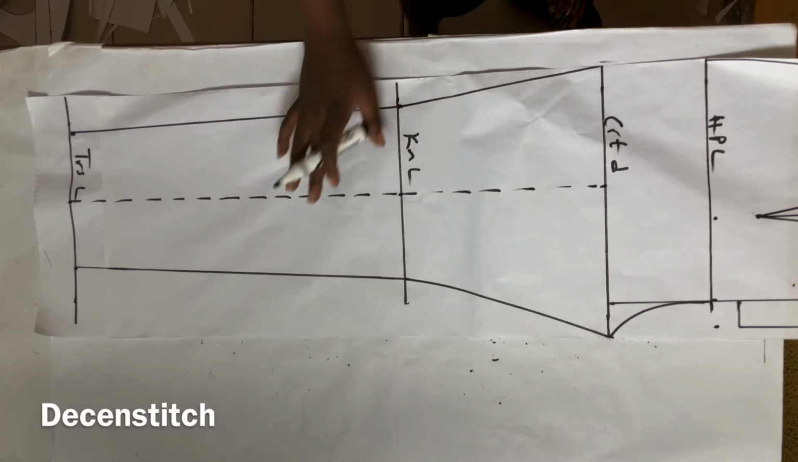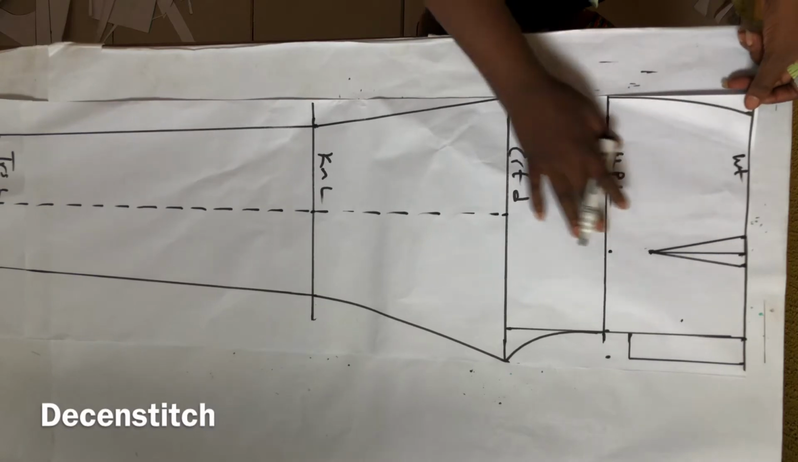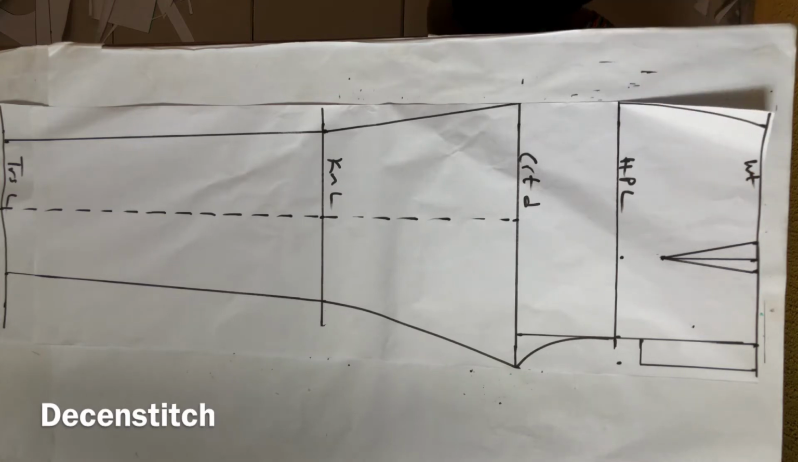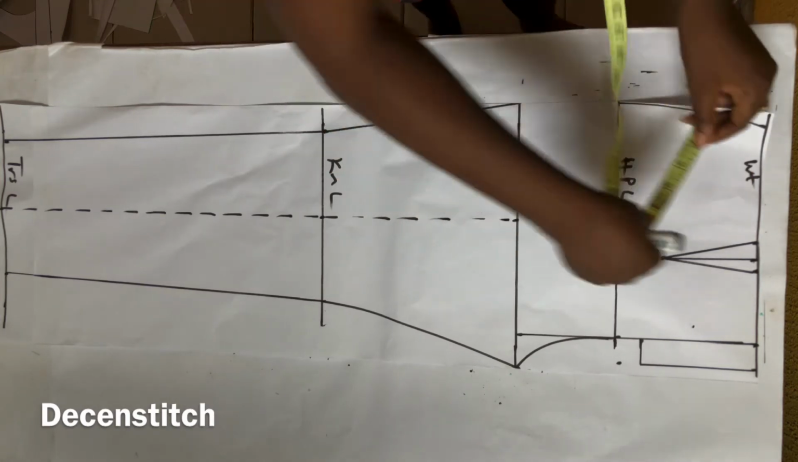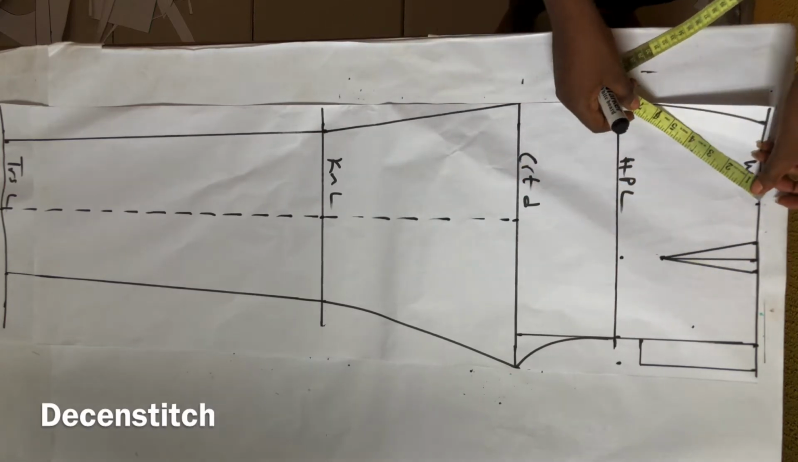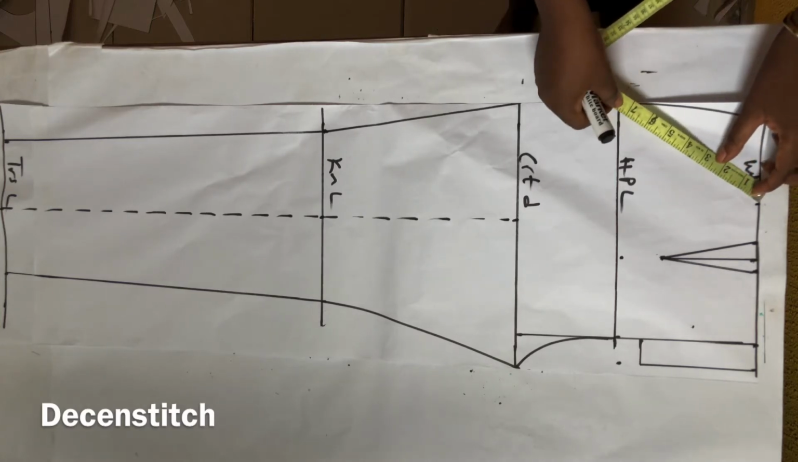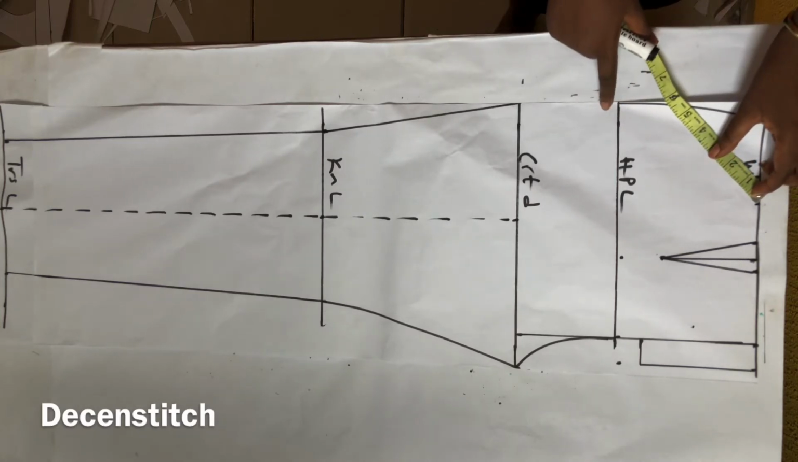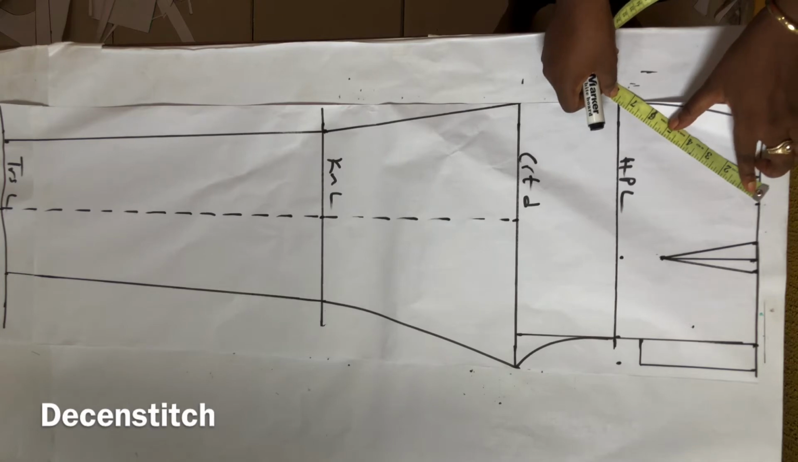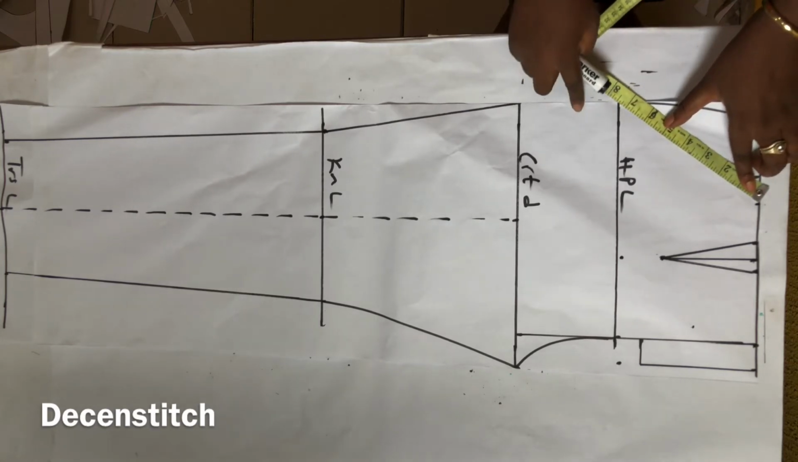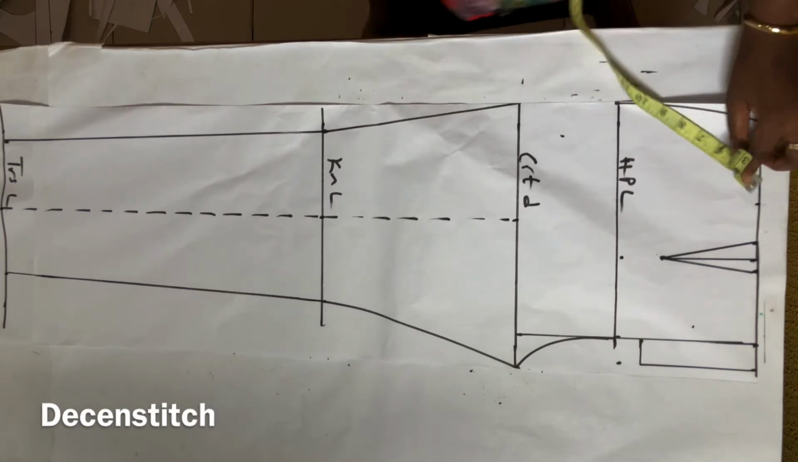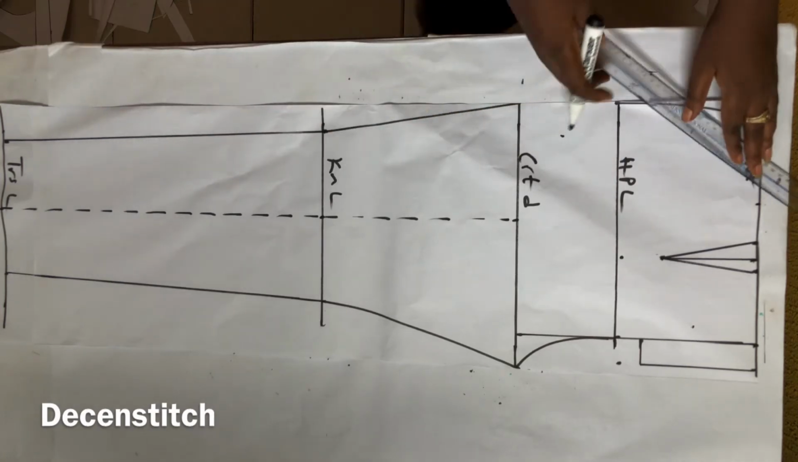The next thing is to draw the pockets. From the waist, I'm going to measure inwards 3.5 from the line of the waist. From the 3.5, I'm going to place my tape rule towards the side of the trouser and I'm going to get 7.5. I'm going to mark where the 7.5 touches the side of my trouser. I'll draw that with my ruler.